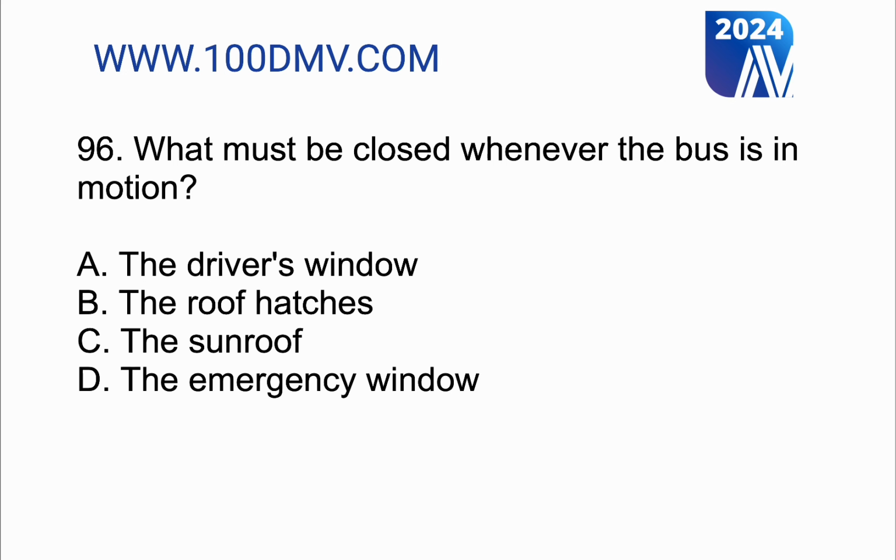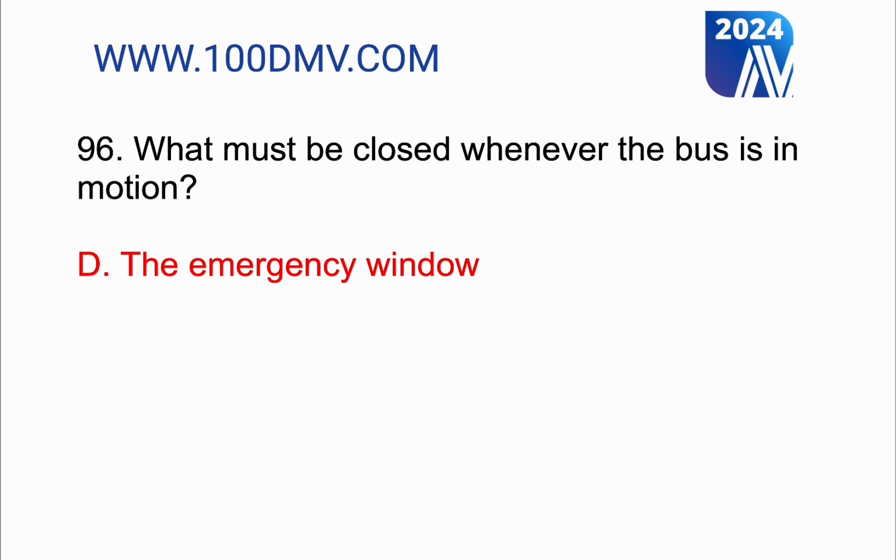96. What must be closed whenever the bus is in motion? A. The driver's window. B. The roof hatches. C. The sunroof. D. The emergency window. The correct answer is D. The emergency window must be closed whenever the bus is in motion.